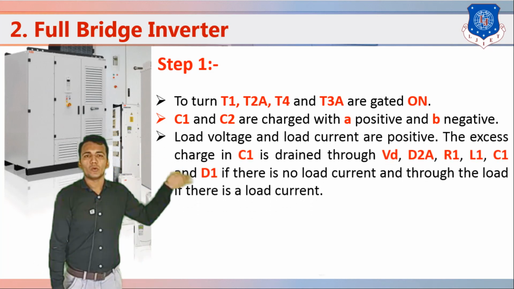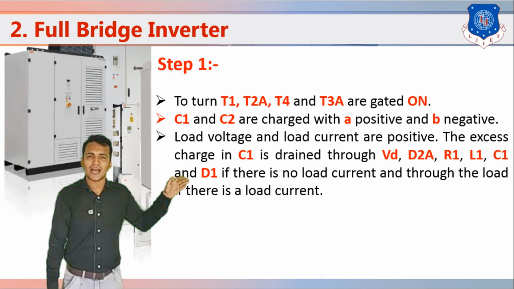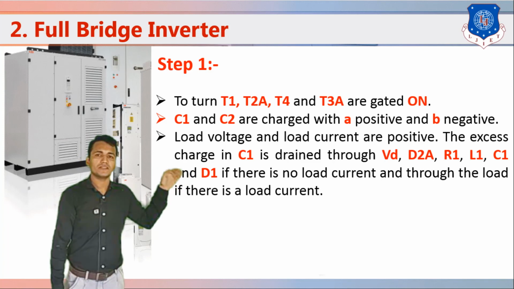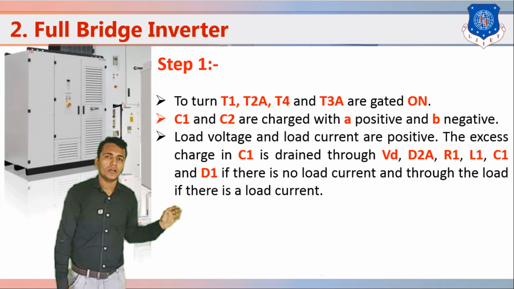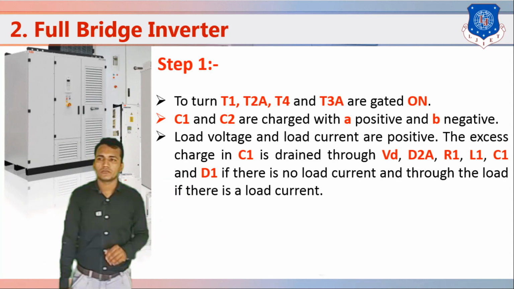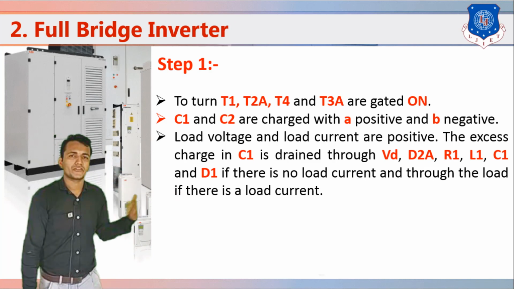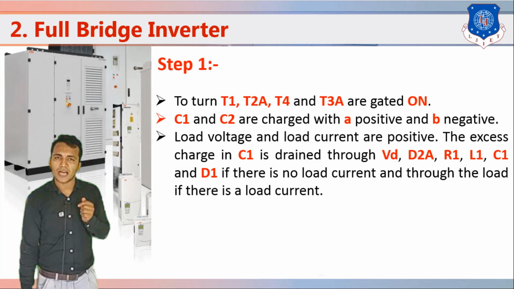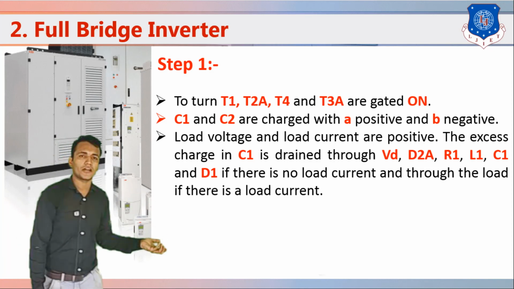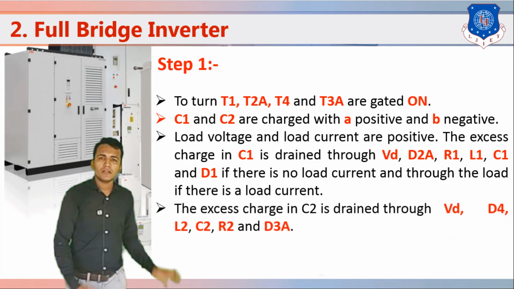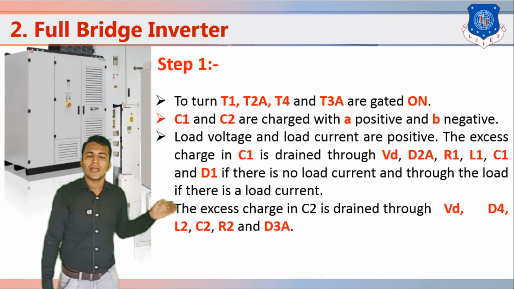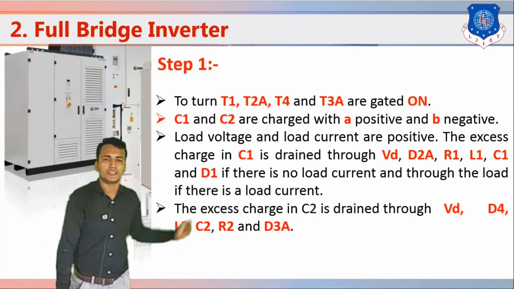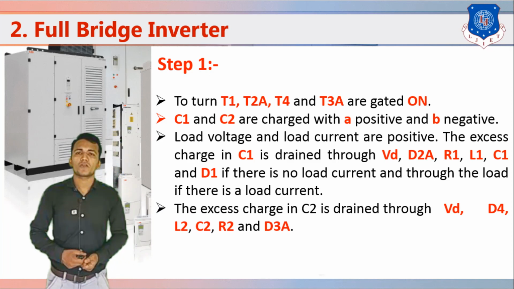The load voltage and load current are positive. The excess charge in C1 is drained through VD, D2A, R1, L1, C1 and D1 if there is no load current, and through the load if there is a load current. The current direction we have already discussed in the half bridge. In a similar way, here the current direction will be in this way. Then the excess charge in C2 is drained through VD, T4, L2, C2, R2 and D3. So that is the step for the full bridge inverter.